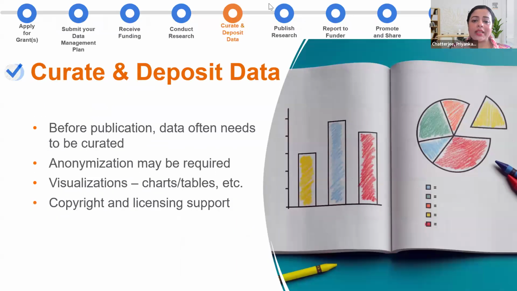So we now move to the next step. We talked about conducting your research. Now we talk about curating and depositing your data, right? Before publication, data often needs to be curated. Anonymization may be required. So sometimes you might want to work on your data and keep that data anonymous. Visualization in terms of charts and tables is very impactful when it comes to research data. And also you must be aware of the copyright and the licensing support that you need to provide to your research data.